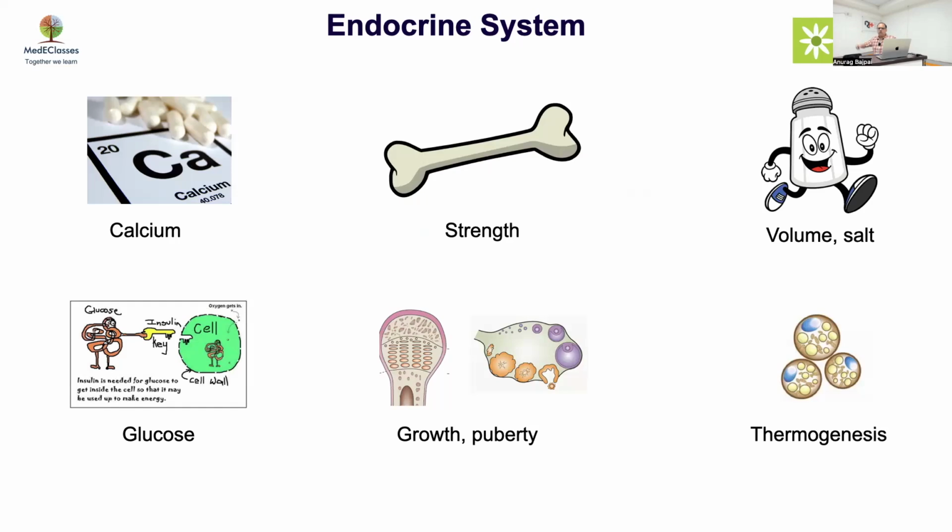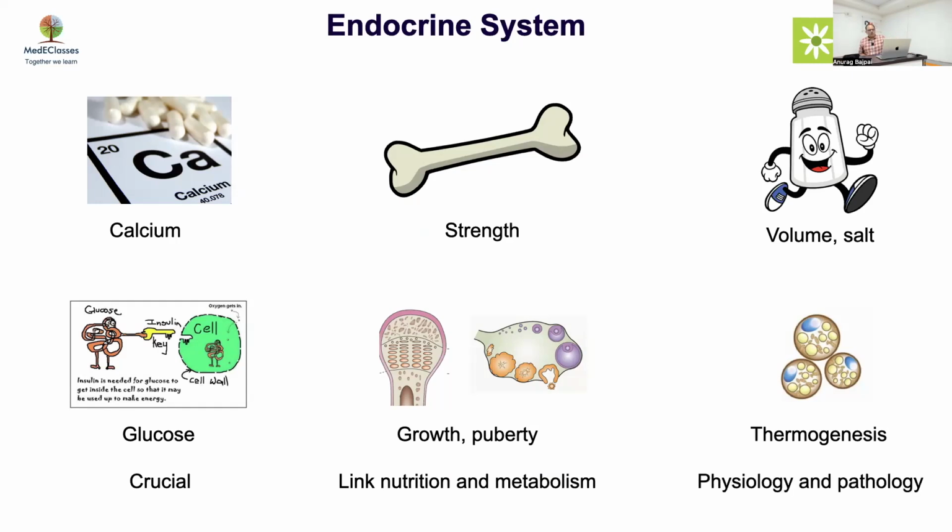So hormones are involved in multiple processes. We'll discuss that. And they very importantly link nutrition to metabolism. If you have more energy, you will store it. If you have less energy, you will use that store. So you have various hormonal systems which will decide which way the body is going, towards anabolism or catabolism. And of course, they are important.